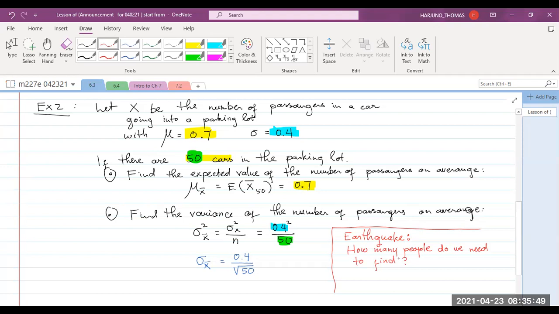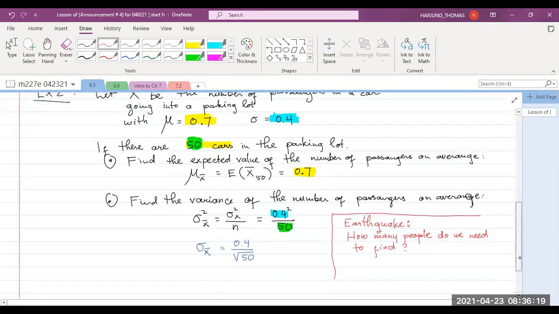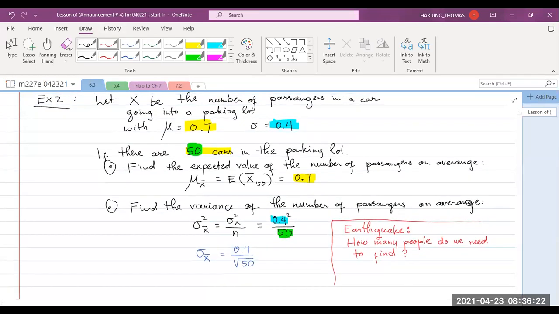Alive or not alive? So you have the data from the past. We know that the mean is 0.7 and the standard deviation is 0.4. Now, suppose you have 50 cars, then how many people do you expect to be in that grocery store that uses that parking lot? How many people do we need to find, alive or not alive? Of course there should be 50 drivers, plus how many passengers?